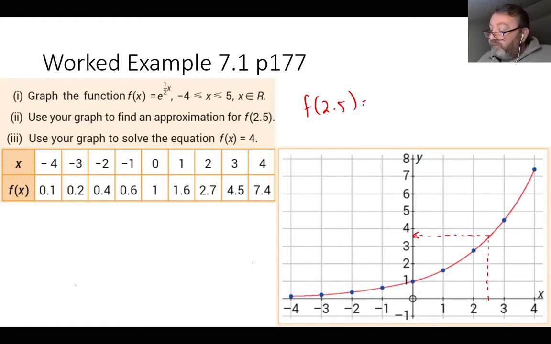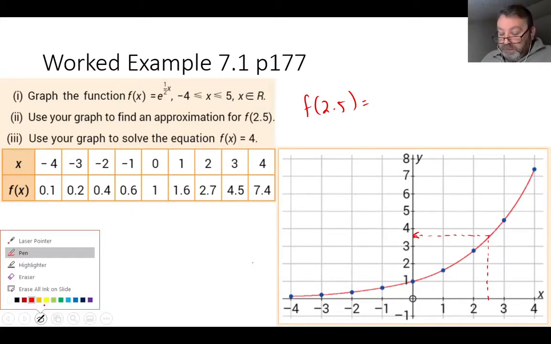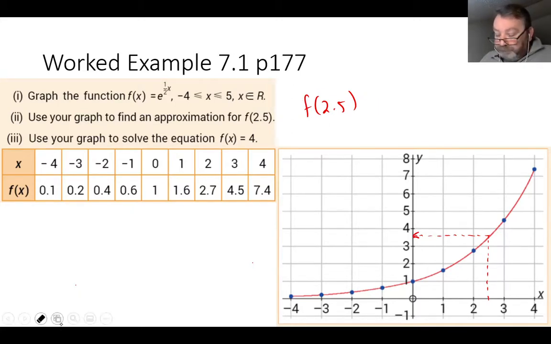So f of 2.5 approximately, and even if you want to do this, look, show you now, if you want to do it this way, you can say approximately equals, use the wavy lines, it's approximately equal to about 3.6. Okay. Part 3, use your graph again to solve the equation f of x equals 4. Now please remember, x is your domain, 4 is the output, 4 is your range value, and your range value comes from the y-axis.